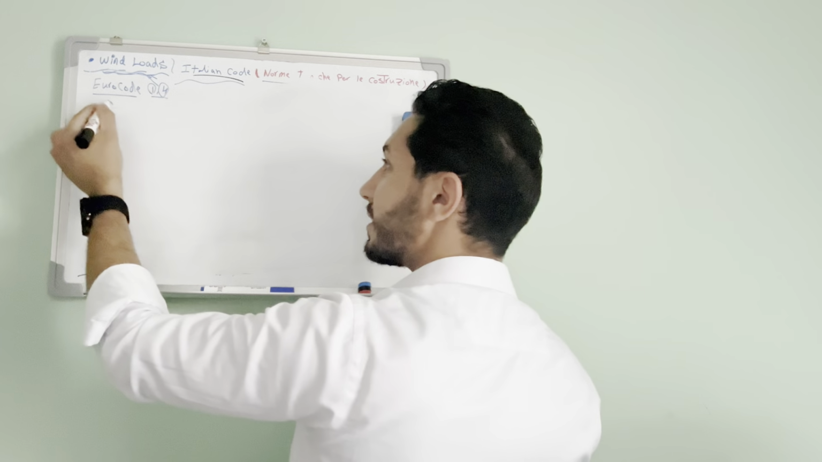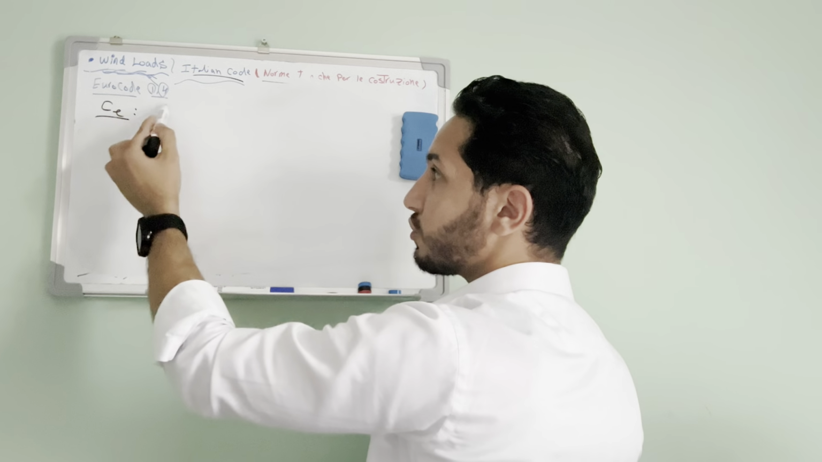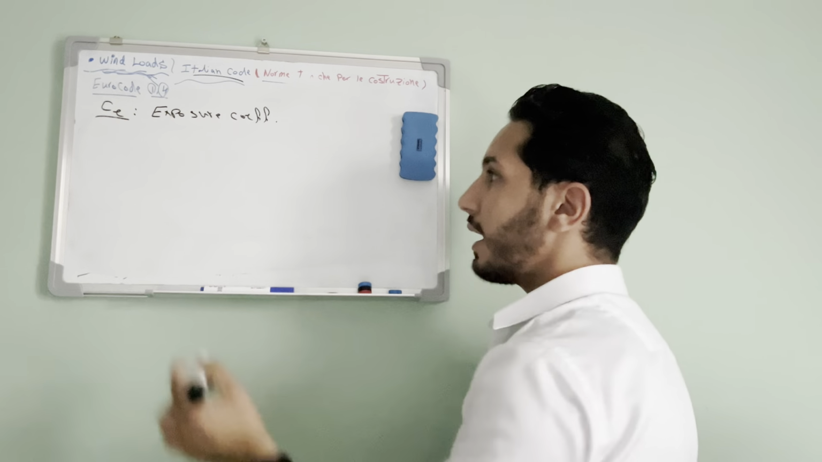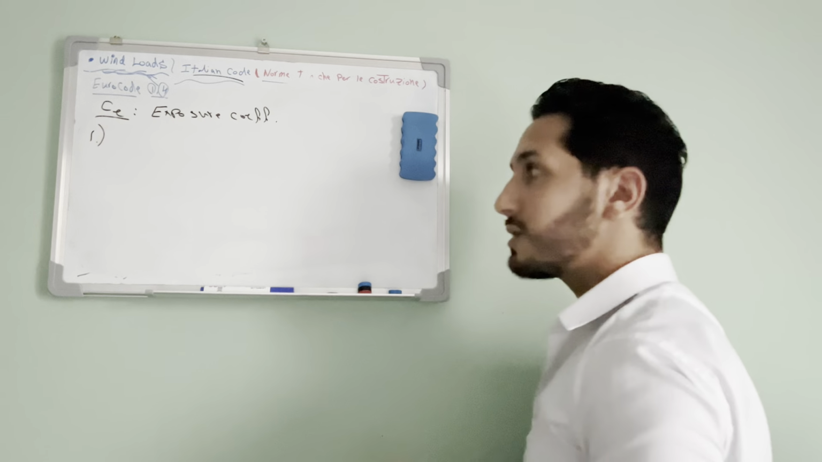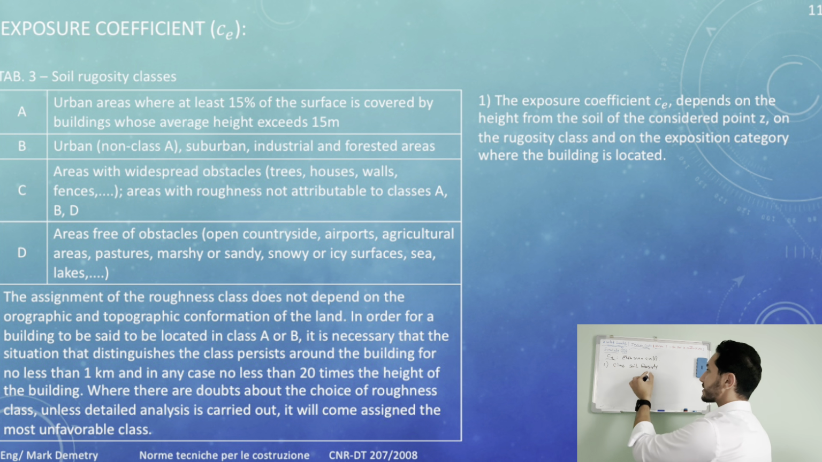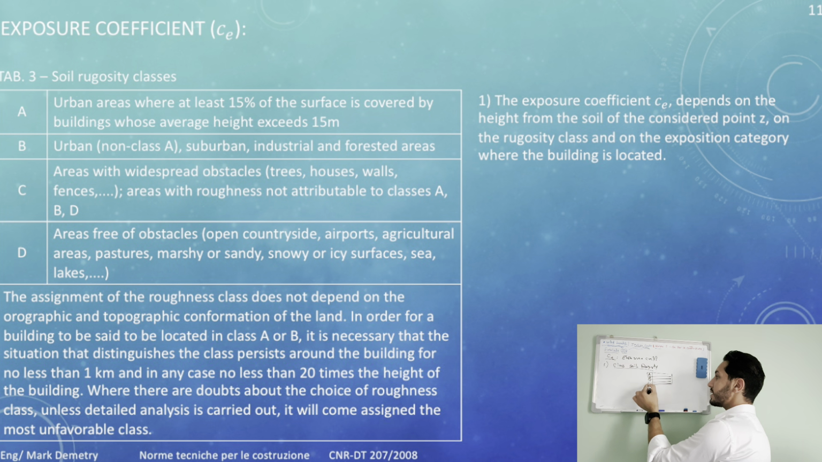Let's go to the other important coefficient, CE, the exposure coefficient. It has 3 steps. The first step, as you will see in the picture in front of you, is defining the class of soil registry. By the Italian code, this is given in 4 classes, as will also appear on the screen. So we have 4 classes: A, B, C, D.